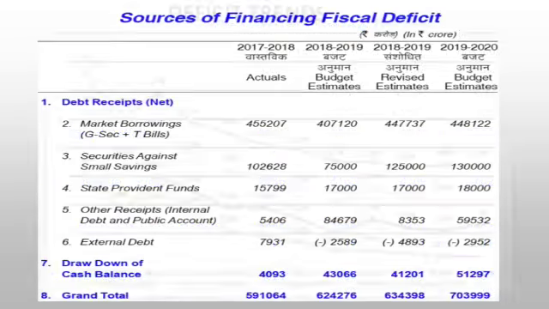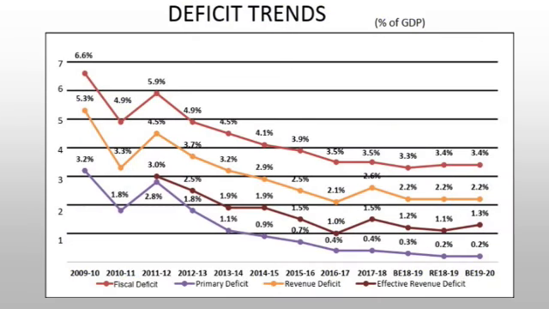But let us see how this primary deficit also varied. Primary deficit, you can see, historically it was high at 3.2. Then it also varied. Now it came to 0.2. So that is the way how the government is trying to manage.